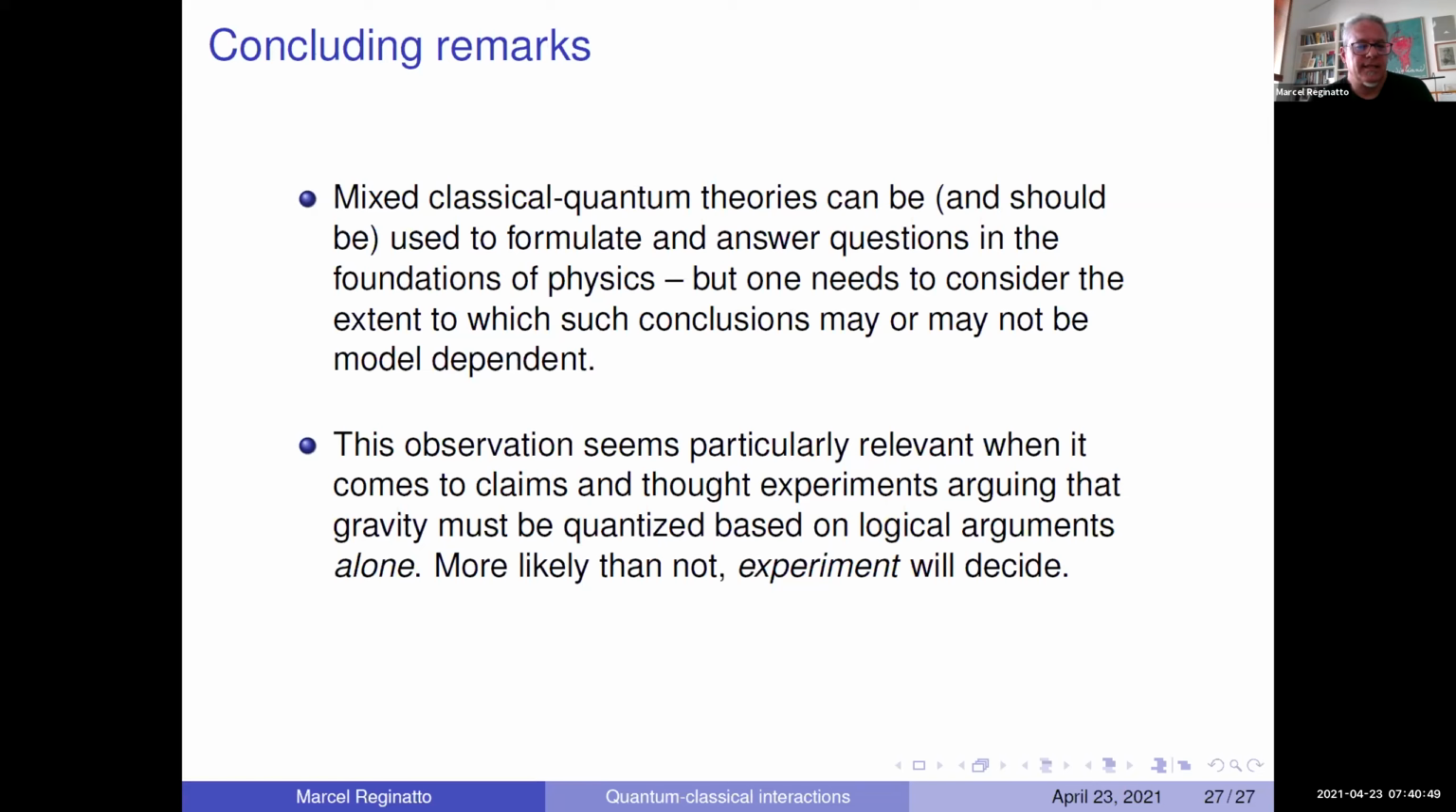And I think this is something that gets forgotten in the arguments about quantizing gravity, because not always, but sometimes arguments are made which implicitly assume a particular type of coupling between classical gravity and quantum fields. And then conclusions are reached that are not universal, and one has to be aware of that.